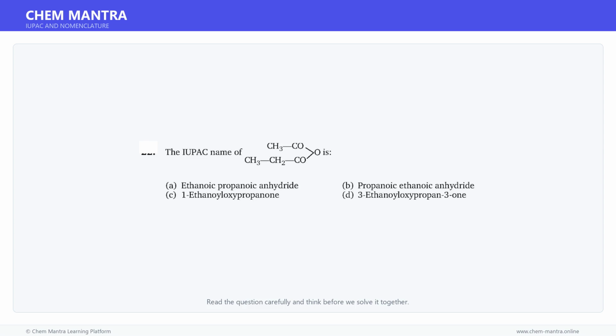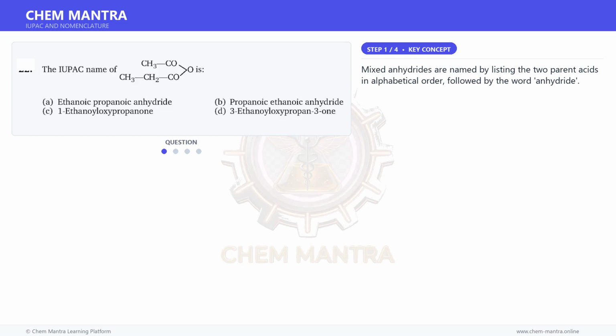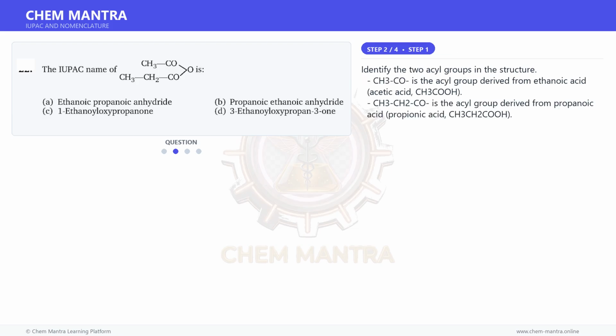Here is a question. Read it carefully and think about the answer. Let us solve it step by step. Let us first understand the key concept here. Mixed anhydrides are named by listing the two parent acids in alphabetical order, followed by the word anhydride.